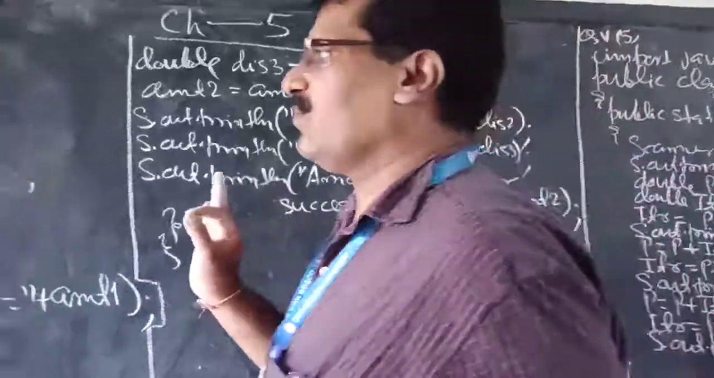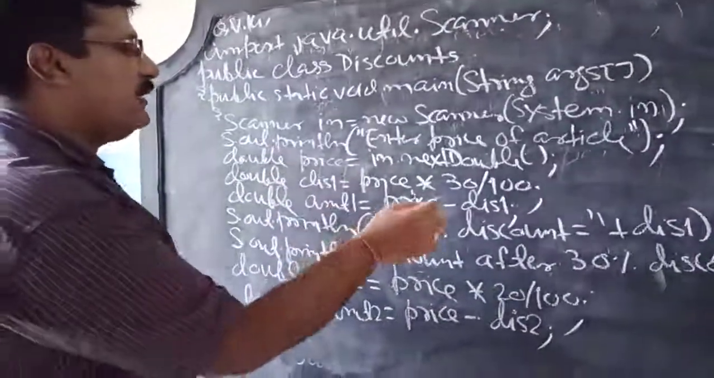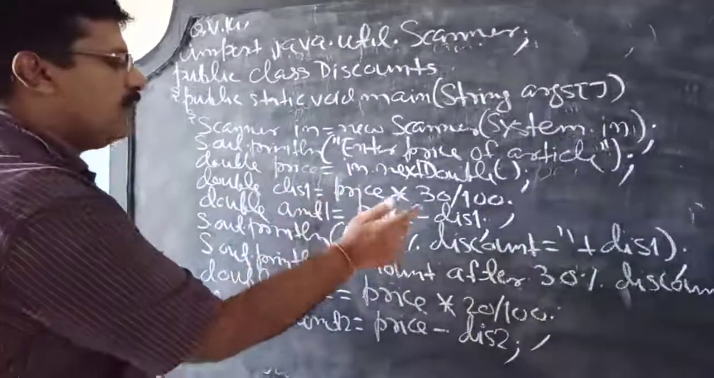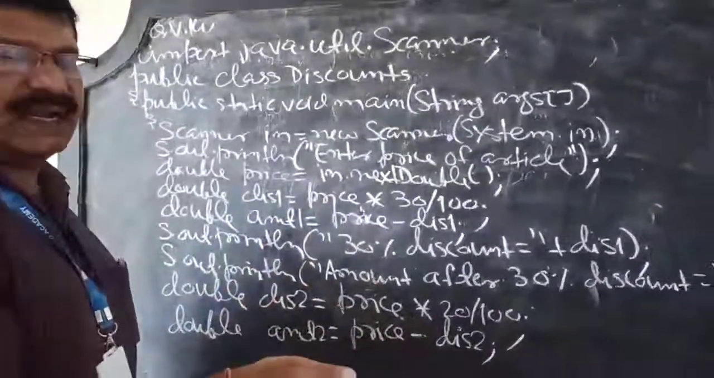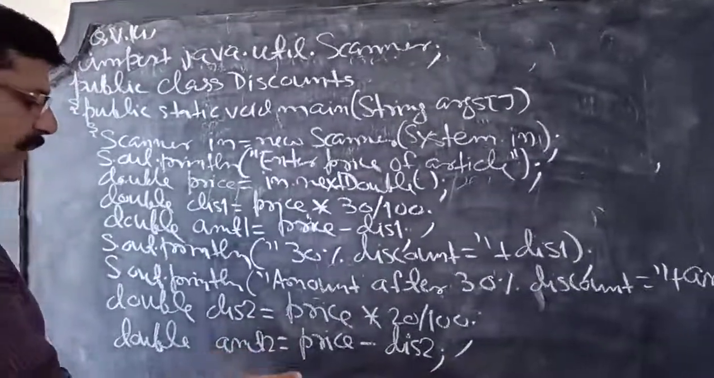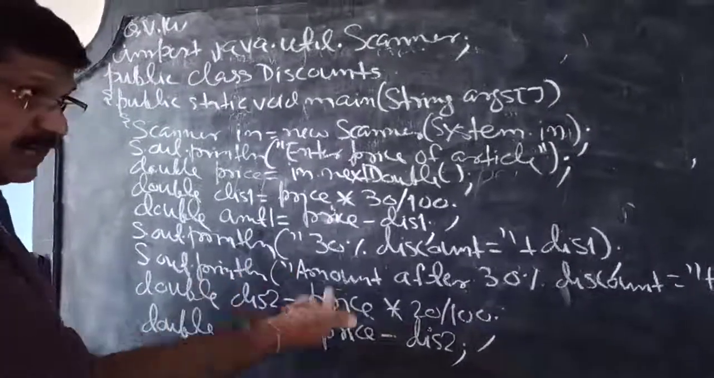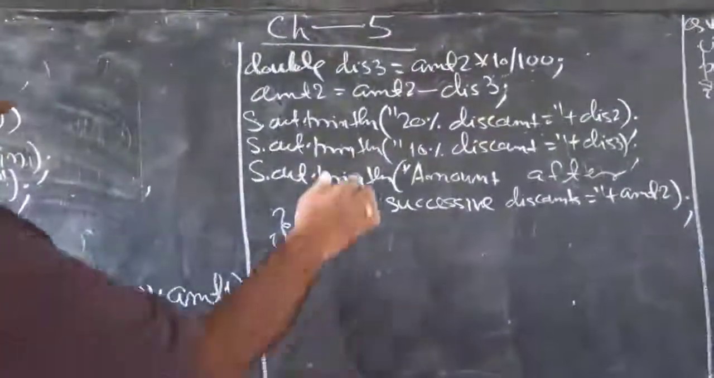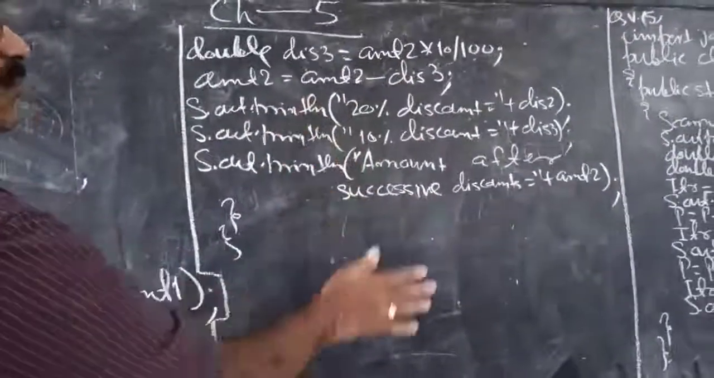Once again, see the summary. First, we input the price of the article, calculated the 30% discount given by the first shopkeeper, found the amount after discount, and printed both. Then the second shopkeeper is giving two successive discounts, 20% and 10%. The first discount is price into 20%. The remaining amount to be paid will be price minus discount. On this remaining price, he is again giving a 10% discount, so discount3 = amount2 * 10 / 100. So the amount to be paid will be amount2 minus discount3. So print the 20% discount, the 10% discount, and the amount to be paid.